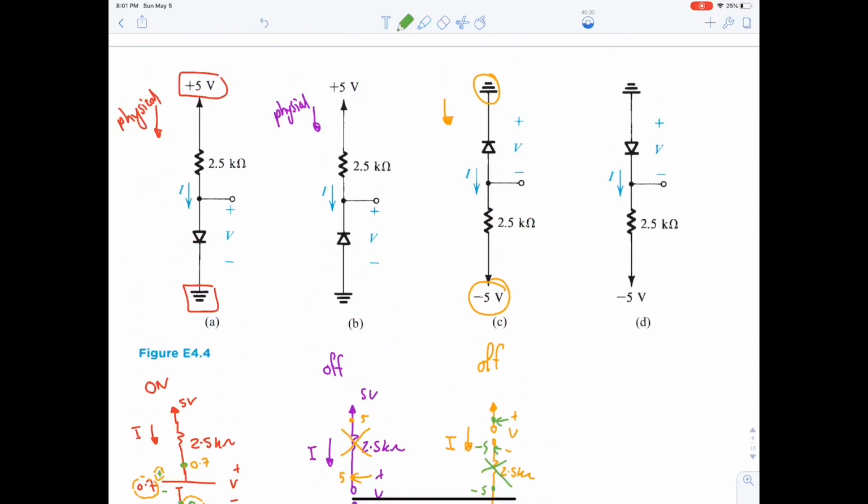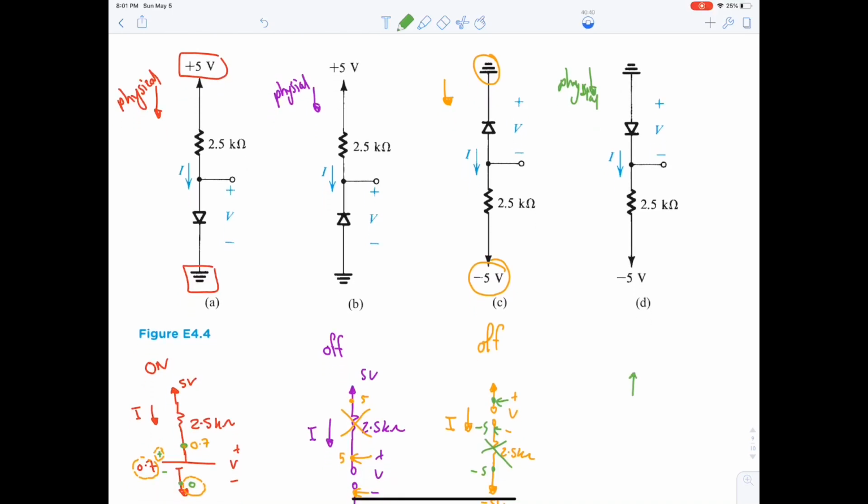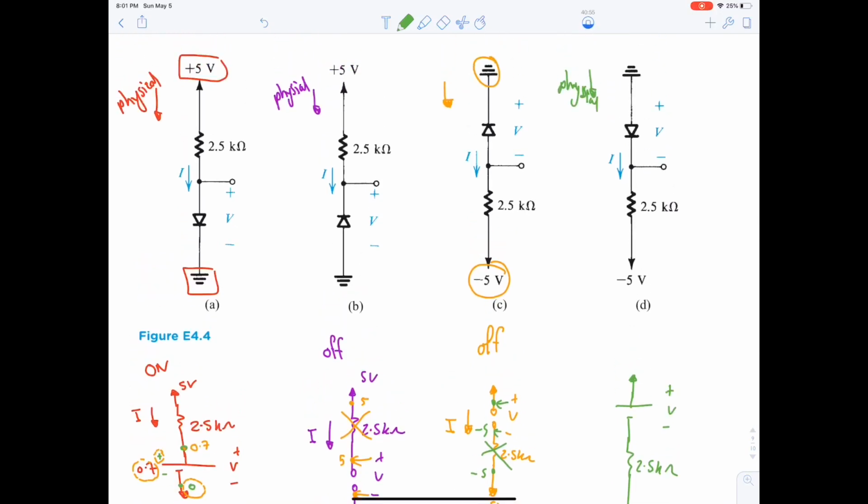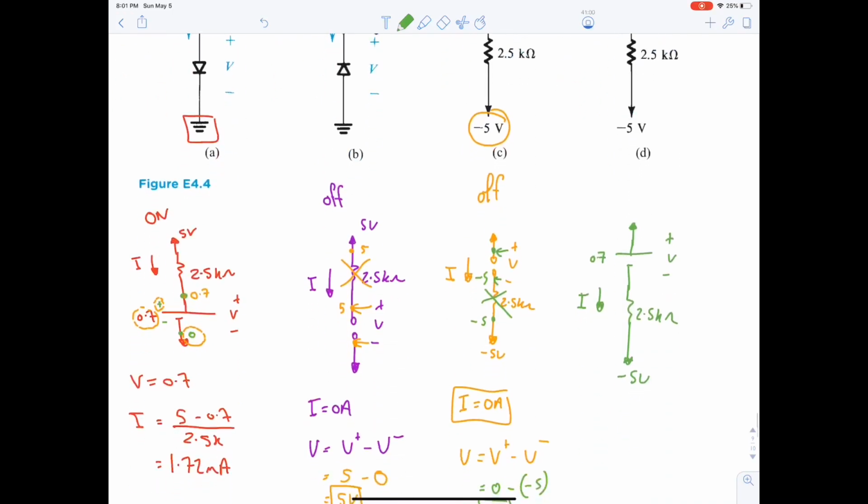Okay, next part. So physical current is also in this direction. The diode is on, so it will be represented as a short circuit, a voltage source. We have 2.5 kilo ohm, minus 5 volt, and we're finding the voltage drop across the source. Okay, so V is equal to what? It's equal to 0.7 because it's parallel to the DC source.